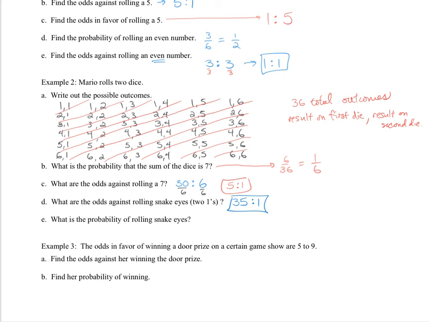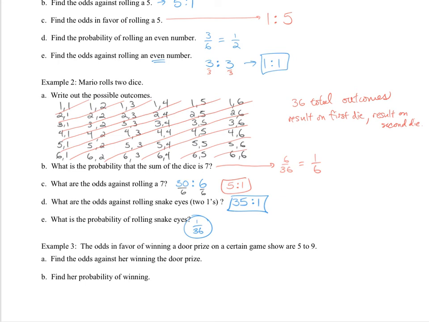So the next question: what is the probability of rolling snake eyes? Well, there's only 1 way to do it out of 36 possible outcomes. All right, last example here, and then we're done with this entire lesson.